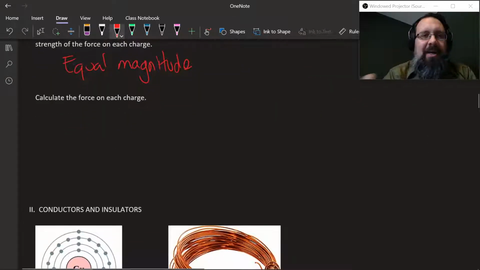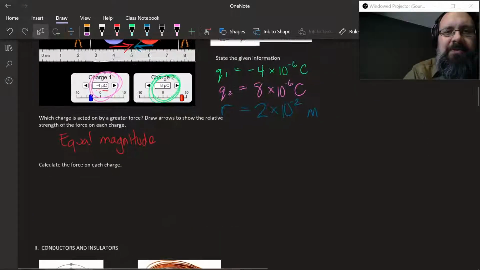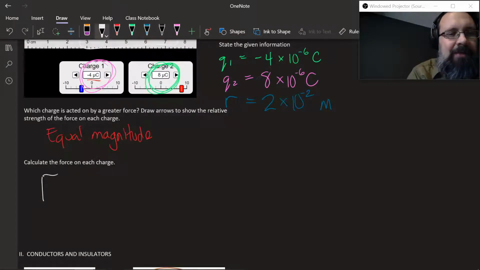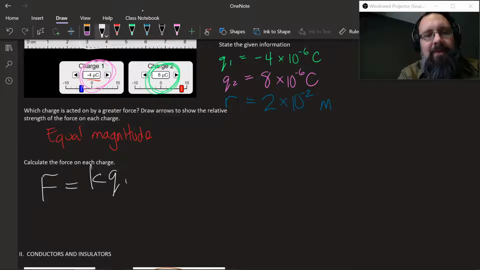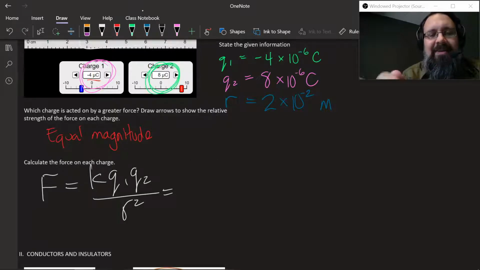So we can calculate the force. Let me zoom out. Okay, so to calculate the force, we just have to use Coulomb's law. So it's k Q1 Q2 over r squared. So we know what k is. It's given as 8.99. Let's just call that 9, 9 times 10 to the 9.